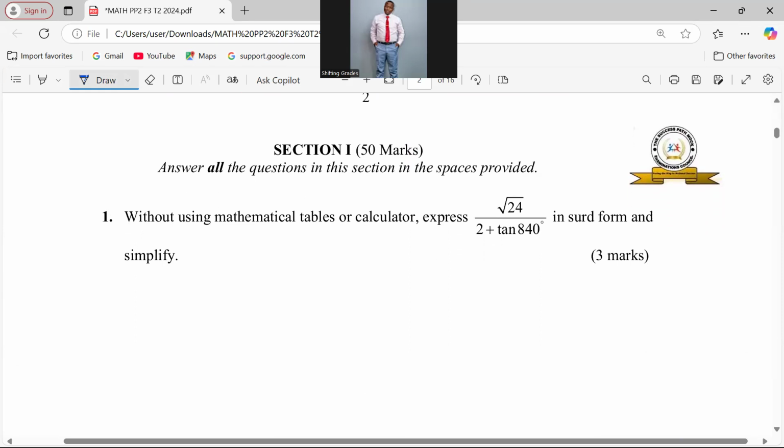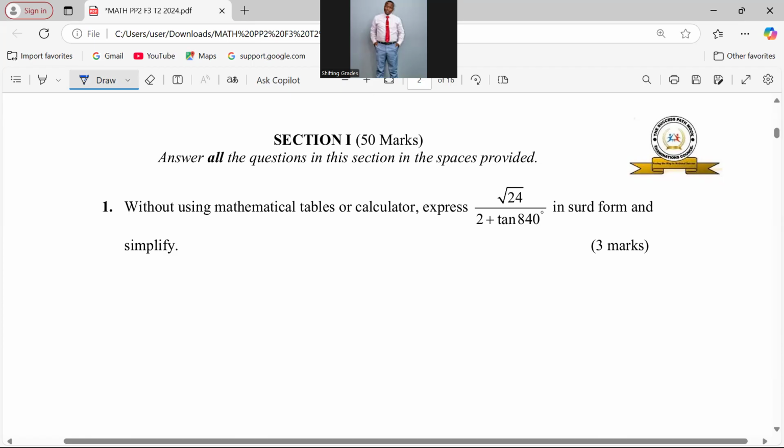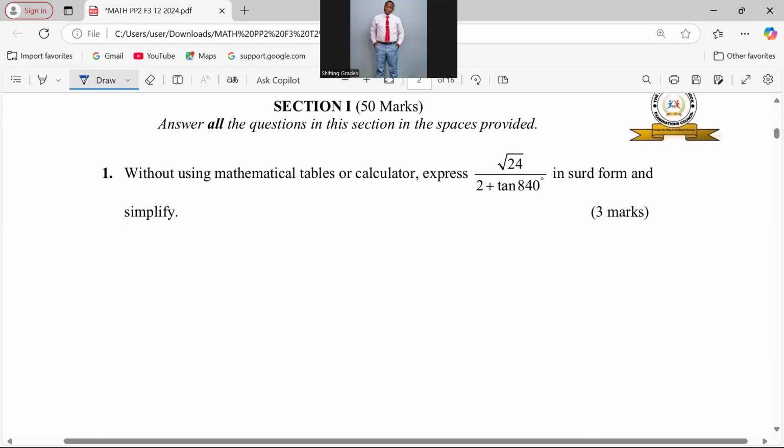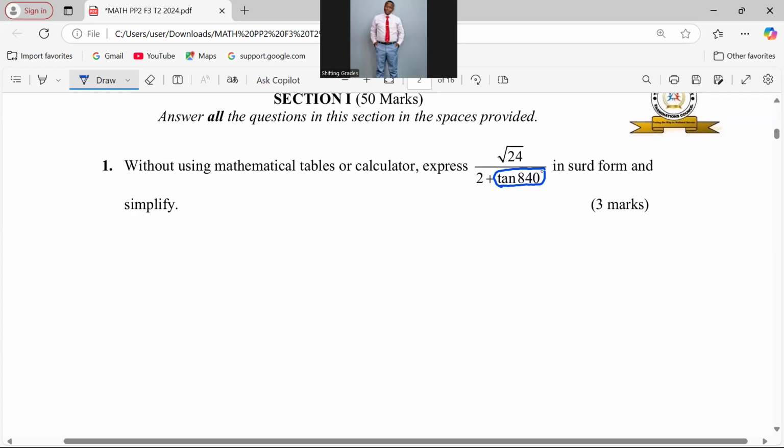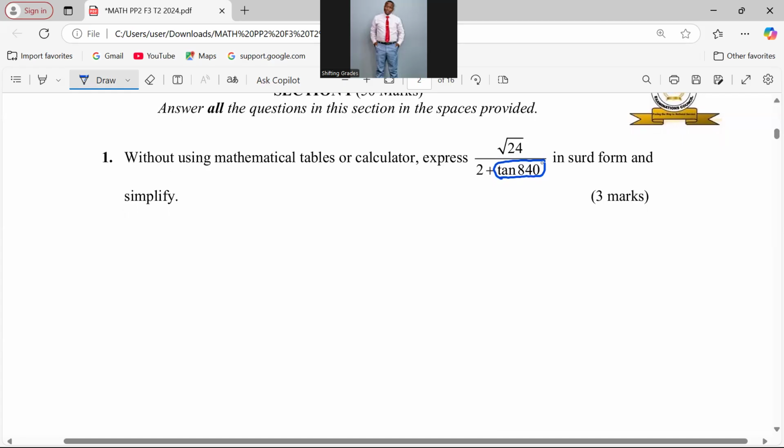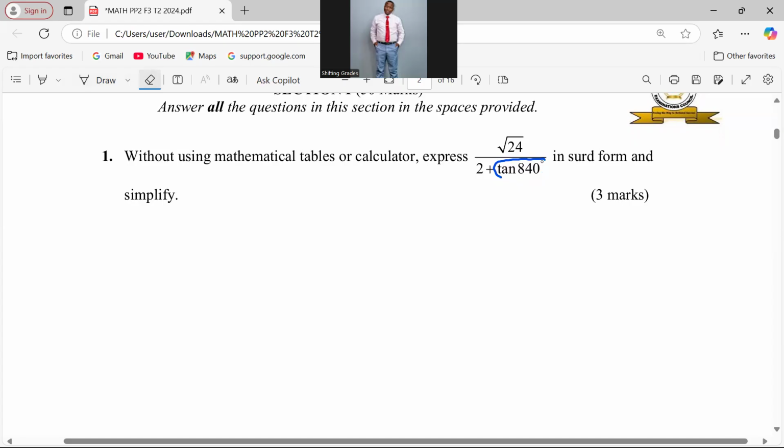Look at number 1. Without using mathematical tables or calculator, express root 24 divided by 2 plus the tan of 840 degrees in surd form, and then simplify this particular surd. What you're supposed to know is that this is trigonometry 2 blended with surds. We are going to handle the concept on angles greater than 360. There is always an acute angle which can represent a bigger angle greater than 360. So we will look at which is this acute angle that can substitute 840.